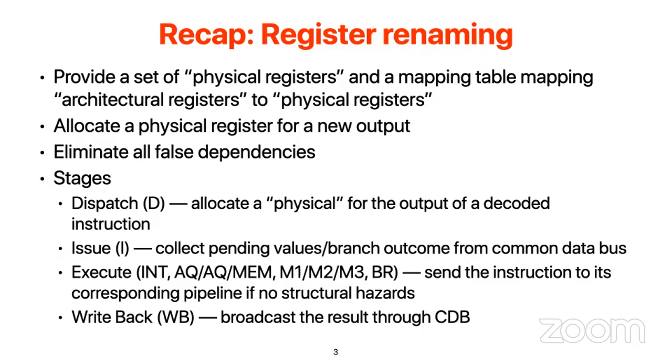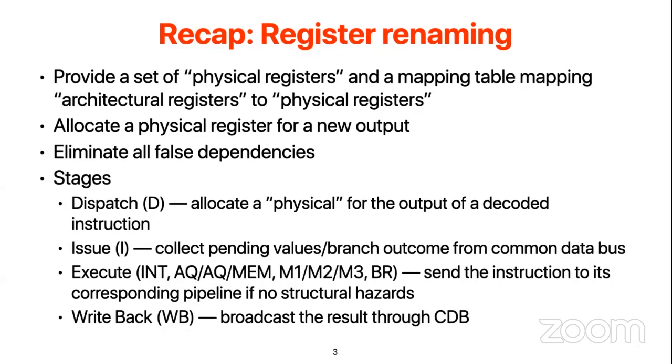So the big part in modern processor design is register renaming. The basic idea of register renaming is that you need physical registers and a mapping table from architectural registers to physical registers, and you allocate a physical register for each output. And this helps us eliminate all false dependencies. After the register renaming, you will be able to issue, execute, and write back, or say reorder buffer, the result from the data bus.